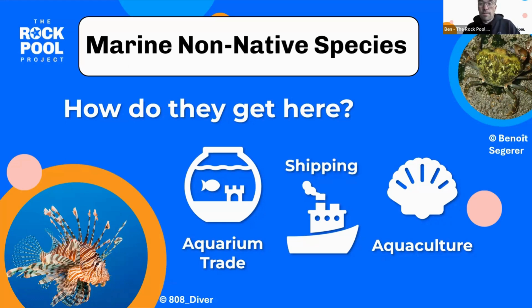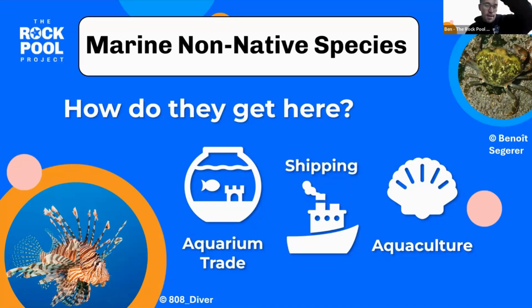So quite often people are deliberately bringing species from one part of the world to another because they believe that they will actually be beneficial for aquaculture. And sometimes they stay within that aquaculture environment, and sometimes they don't. They get out and start causing all sorts of problems.